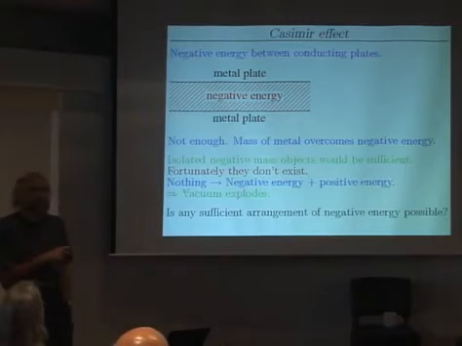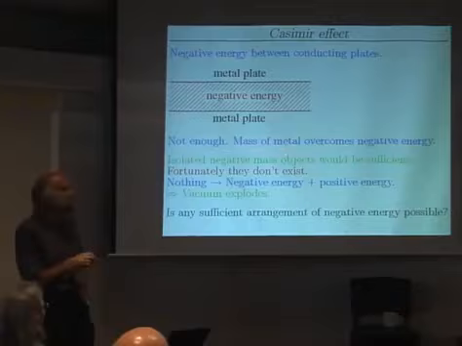Now, if you could have an isolated negative mass object, that would do the job. So if you could somehow take this negative stuff in here and pull it apart, take it out from between the plates and make it into a ball and stick it out in space somewhere, that would certainly do the job. That would be good for time travel, but you should be glad that there are no isolated negative mass objects.